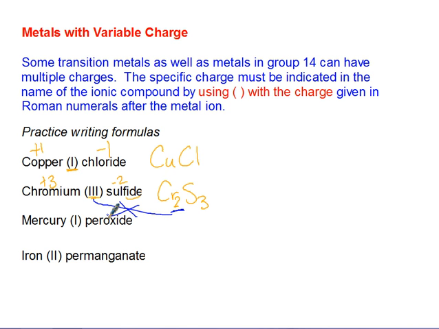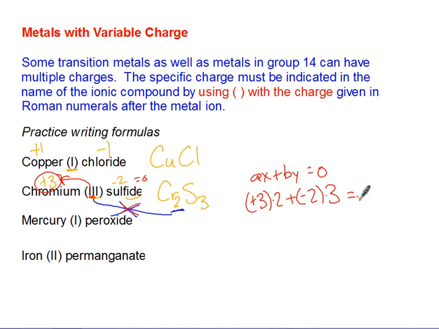A lot of people think that if they see a 3, they're going to automatically put a 3 as a subscript. Remember, the 3 is the charge. Balance the charges equal to 0. AX plus BY has to equal 0. In this case, I have a charge of +3, and there's 2 of them, plus a charge of -2, and there's 3 of them. So 6 minus 6 equals 0, which works out. If I had put the 3 here instead, it would not have balanced my charges to 0.